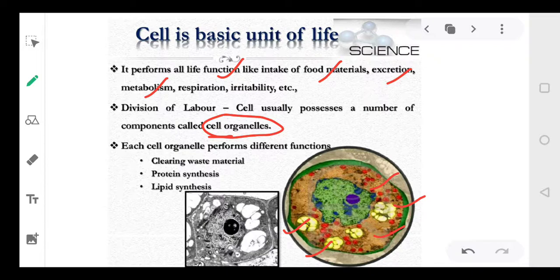और हर cell organelle different काम करता है, different functions करता है. Like some organelle is removing the waste material, some is synthesizing the protein, some is synthesizing the lipids. So every organelle has been given some function. That is why we call cell a basic unit of life. Why do we call cell a basic unit of life? Because it performs all functions, it has division of labor, and all cell organelles perform their own function.